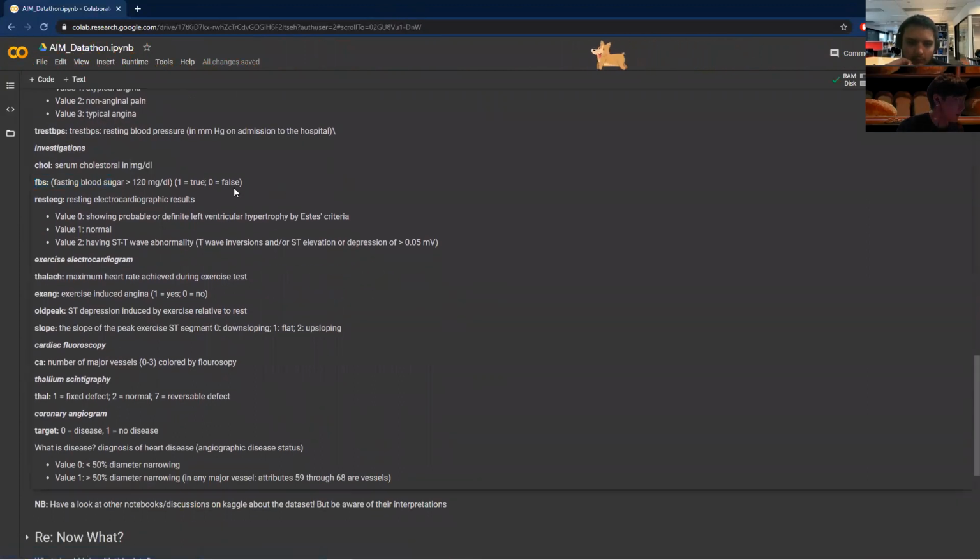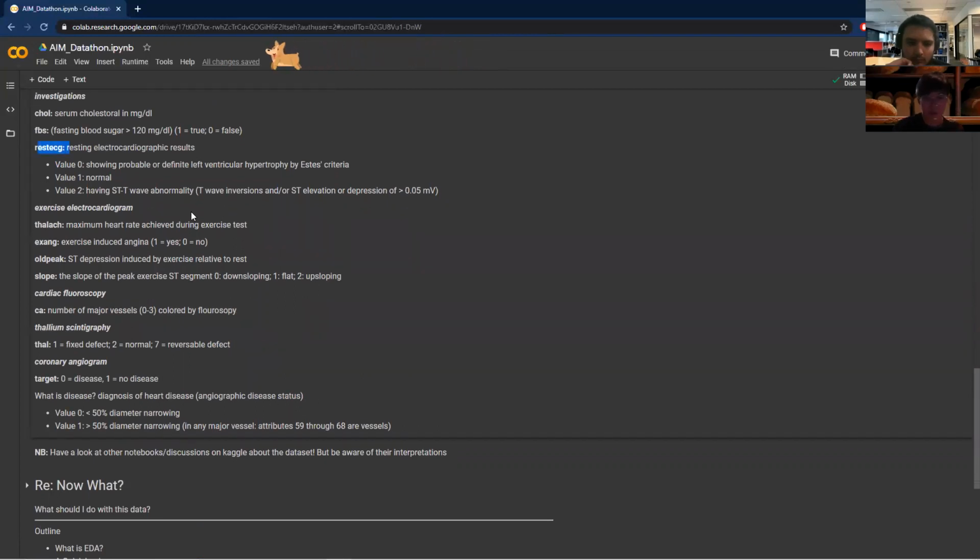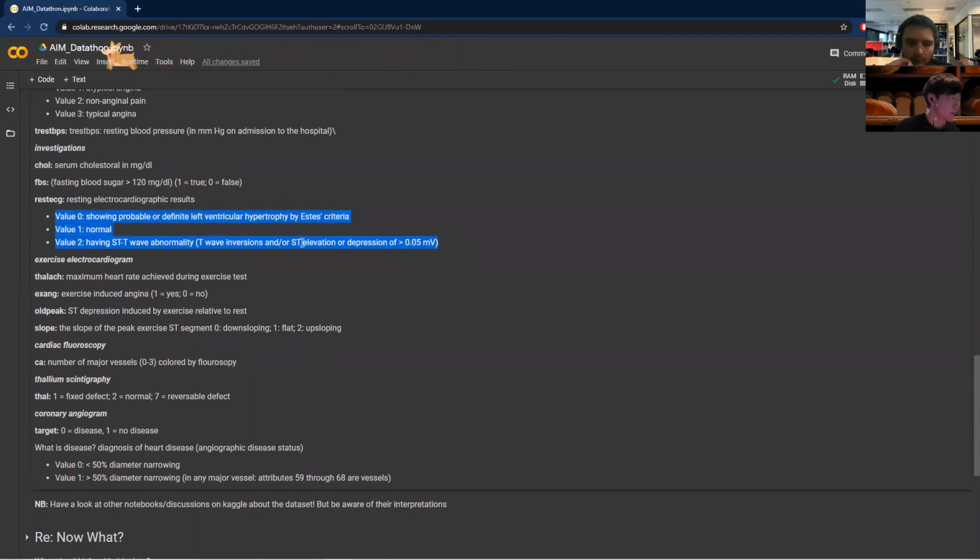The other thing is FBS stands for fasting blood sugar, and they've also done an ECG at rest, but they've grouped the ECGs in only 3 ways, which isn't that helpful. This is just the way they've grouped it, where 1 is normal, 0 is left ventricular hypertrophy, and 2 shows some ST segment abnormality. Whether that may be elevation or depression, it doesn't differentiate, and it could have just been a T-wave inversion. So that actually holds a lot of information that's being all grouped together.